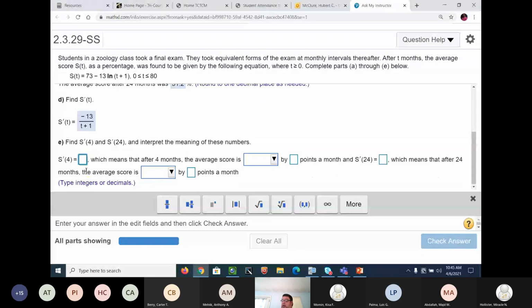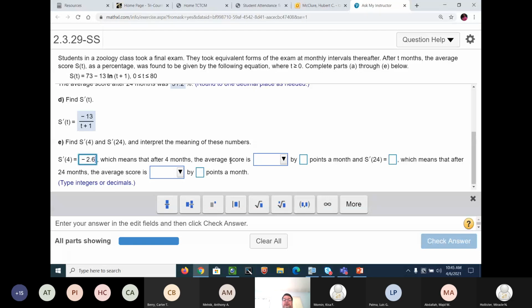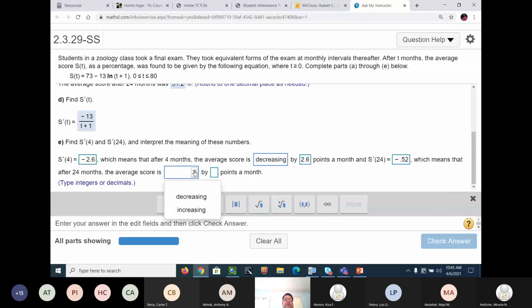So, S of 4 is equal to negative 2.6. I don't care about the rounding. Which means the average score is decreasing by 2.6 points a month. And S of 24 is equal to negative 0.52, which means that after 24 months, the average score is decreasing by half a point a month. Now, why am I saying a half a point and 3 points? Because when you're interpreting, I don't care whether it's 2.6 or 3 points. $2.6 million or $3 million. I'm going to say 3 million in a meeting, and I'm going to say $500,000 right here. I'm not going to say 2.6 million and 0.52 million.